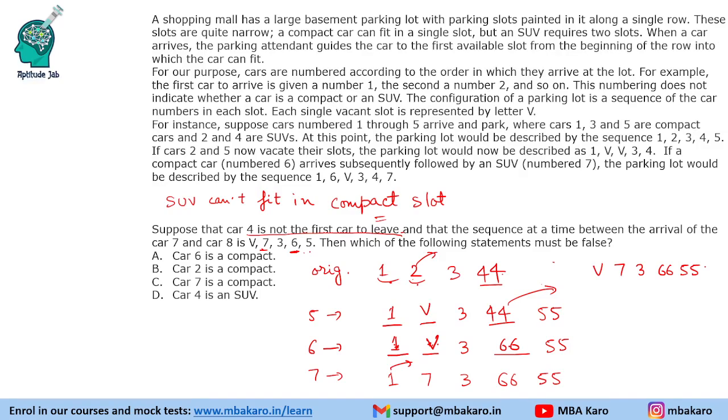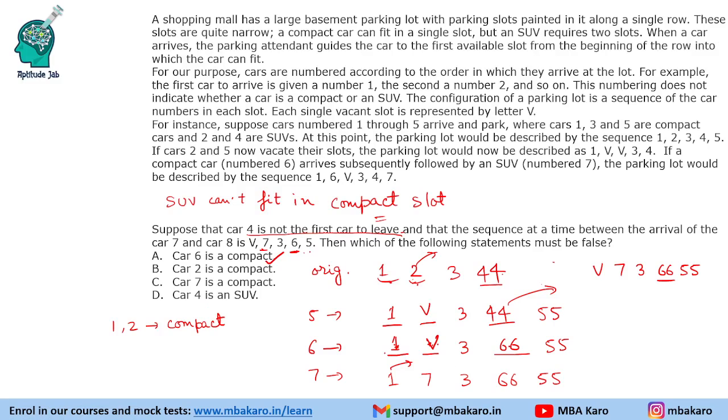So the question is asking which of the following statements must be false. Car 6 is compact. We know that car 6 is SUV. That is false. 2 is compact. Yes, 2 is compact. See, 1, 2, 3. 3 we cannot tell because 3 has not left. So 1, 2 are for sure compact.